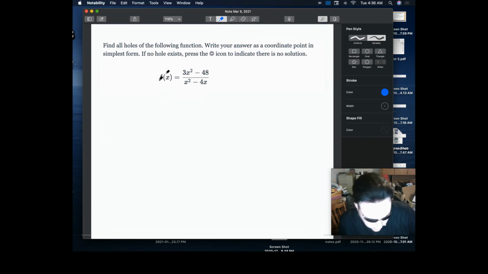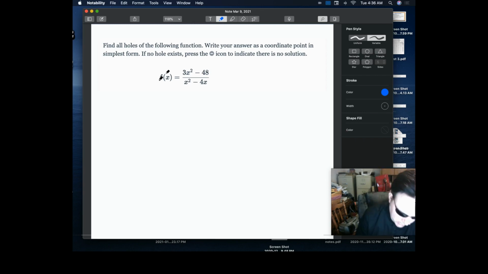Okay, let's look at the next one. Find all holes of the following function. Write your answer as a coordinate point in the simplest form. If no hole exists, indicate that there's no solution. I don't know why I'm reading that. Let's see here. So find all the holes.